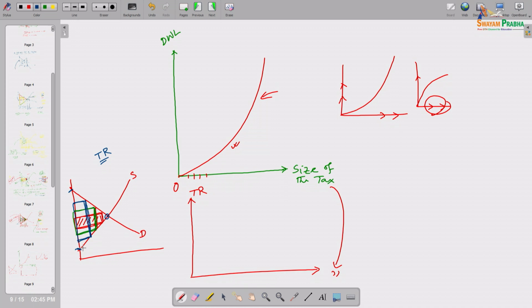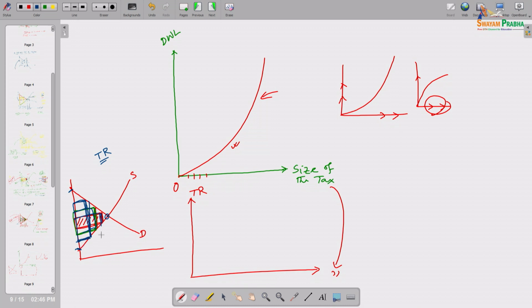what will be the tax revenue? It will be 0, because the tax revenue we are getting after the imposition of the tax per unit is the size of the tax into the quantity transacted. After the imposition of the tax, how much quantity is transacted, the product of them, right? That product is represented by these alternative rectangular areas, right?